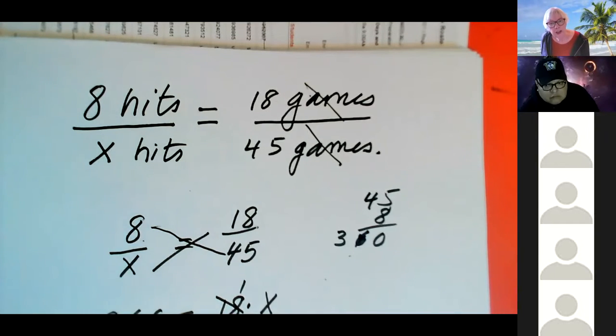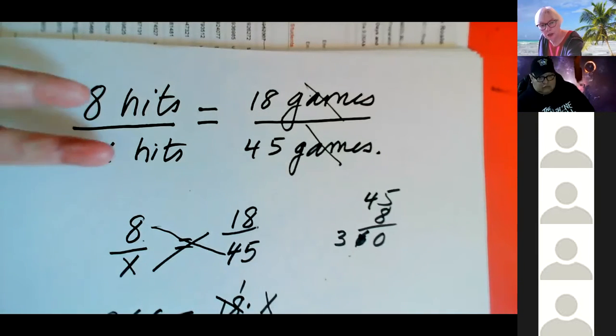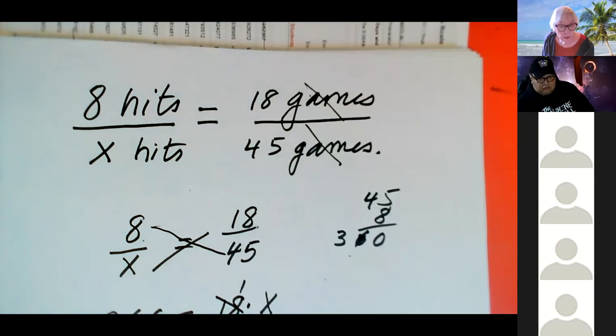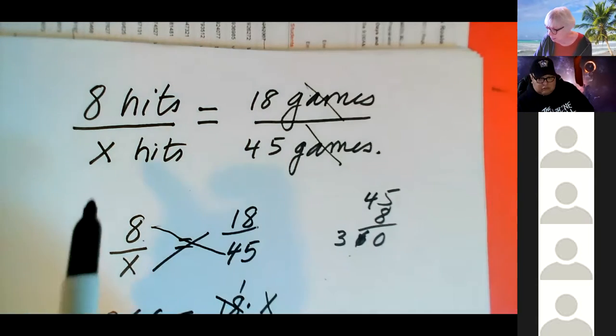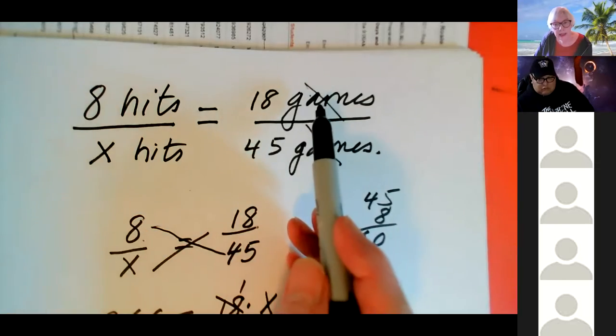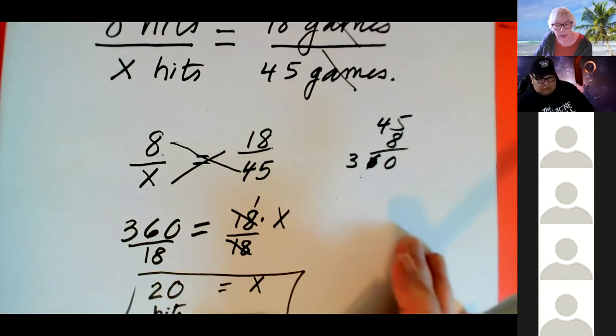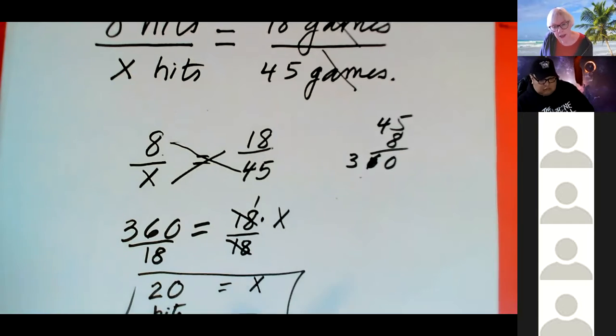So the variation of 8 different ways basically means that these two could have been switched, these two could have been switched, and still it would have worked out perfectly. The 8 hits and the 18 games could have been on the same fraction. It really doesn't matter as long as you develop a true way to set this up, and then it should work. Any questions at this point?